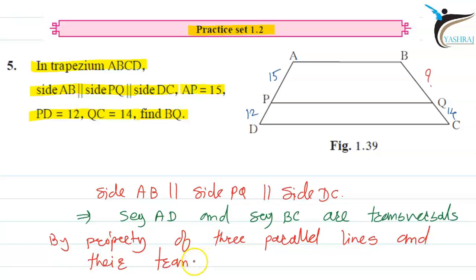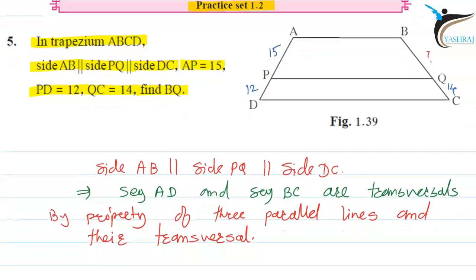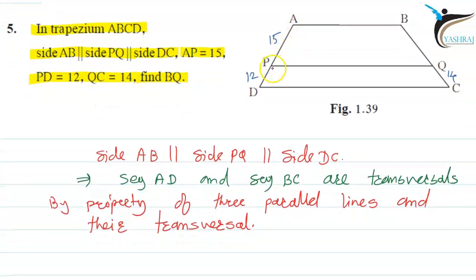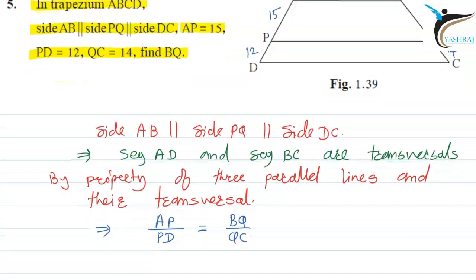So what does this property tell us? It tells us about the intercepts made by the transversal within parallel lines, that they are in equal proportion. That means we can write AP divided by PD equals BQ divided by QC. Let's substitute the lengths we have been given for segments AP, PD, BQ and QC. So AP becomes 15, PD becomes 12, BQ we have to find, and QC equals 14.